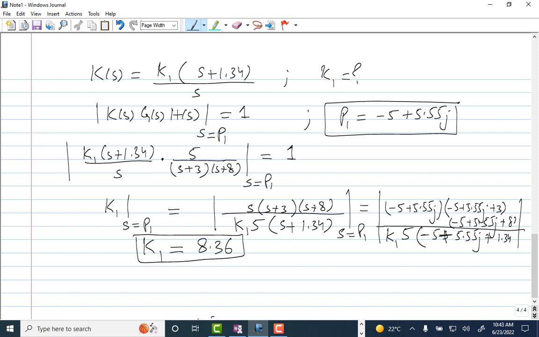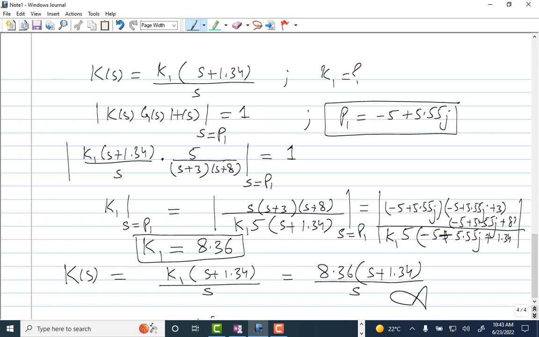After getting this, we know that we design our PI control as k1 times s plus 1.34, whole divided by s. That becomes 8.36 times s plus 1.34, whole divided by s. So this is the answer. This is the way you can design your PI control. Thank you.